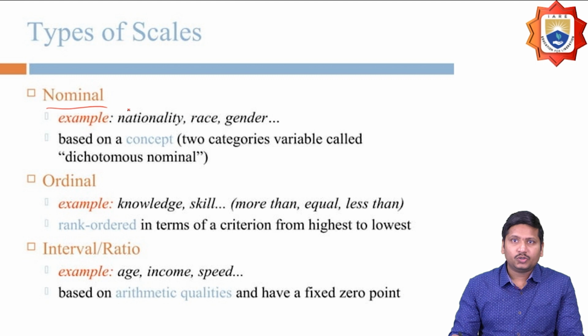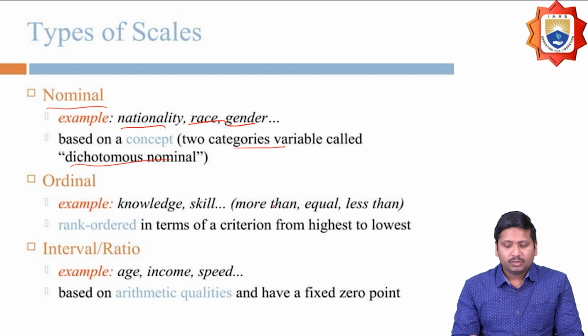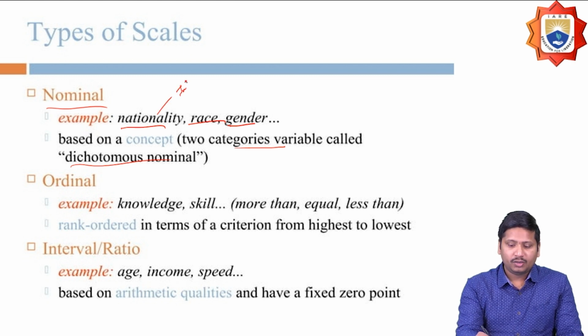The very first one is nominal. Nominal covers things like nationality, race, and gender. Normally it is based on the concept of two-category variables called dichotomous variables, and all dichotomous variables come under nominal variables. Nationality may be Indian or NRI, and gender is also male or female. All of these come under dichotomous.